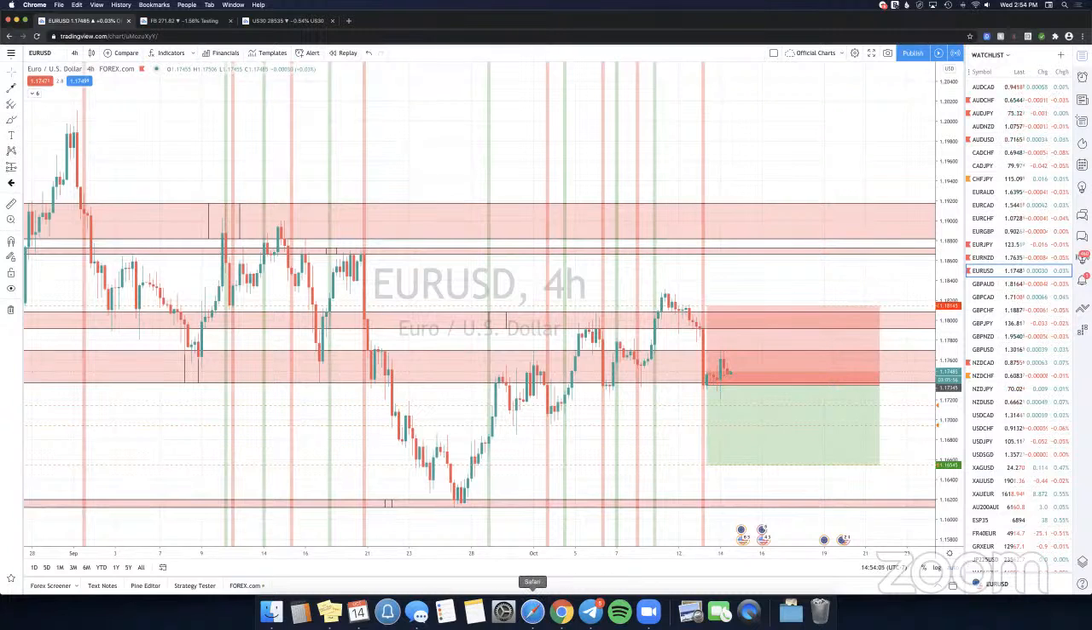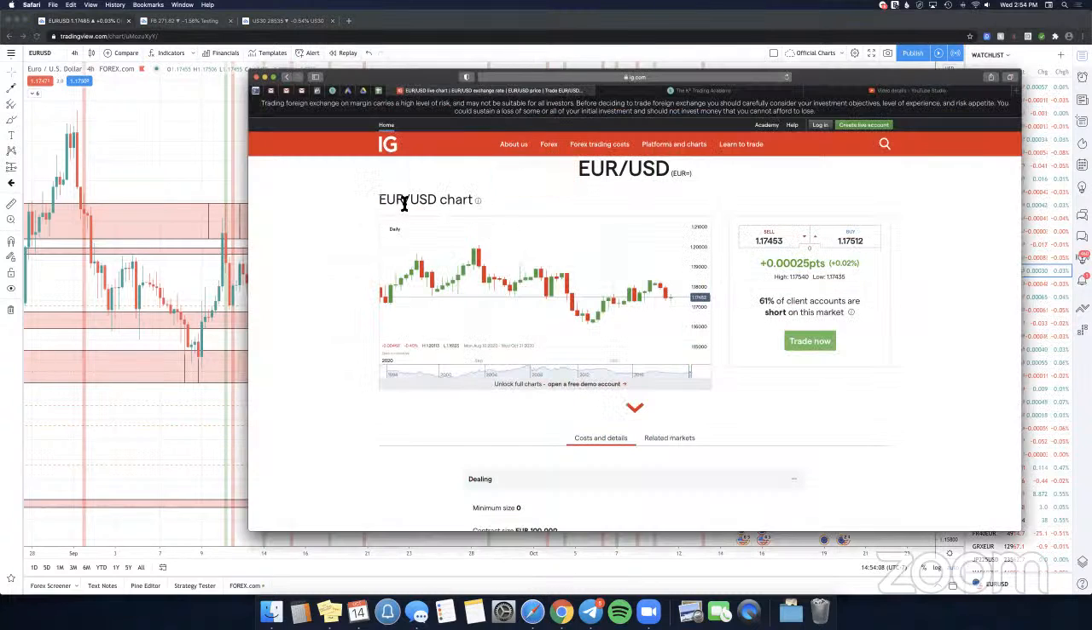But yeah, if you ever want to look at it, you can just search IG sentiment and then the pair, and then you can see where the majority of people are trading. Most of the time, you don't want to be where everybody's trading, because the majority of people fail. So you don't want to be a sheep, basically.